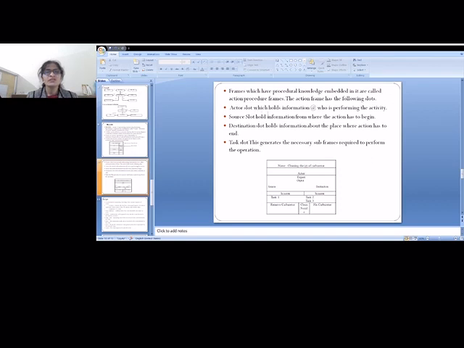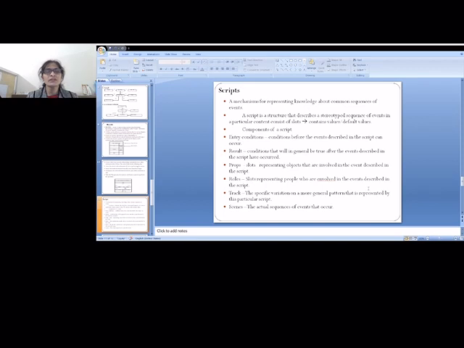Here is one example. The actor slot holds information about who is performing the activity. The source slot holds the information about where the action has to begin. The destination slot holds the information about the place where the action has to end, and the task slot generates the necessary subframes required to perform that operation.